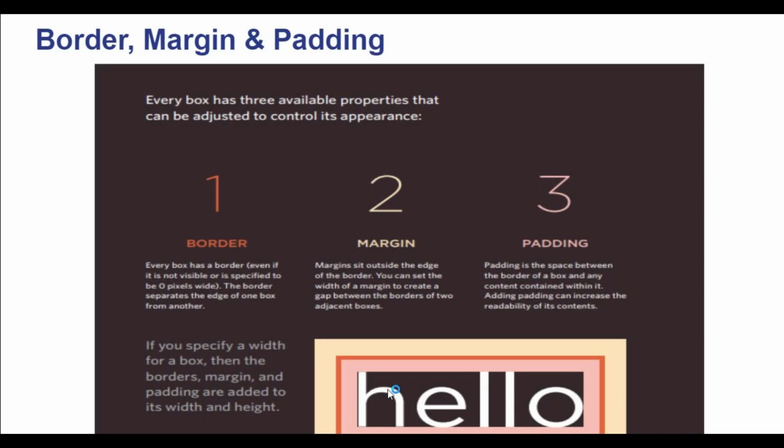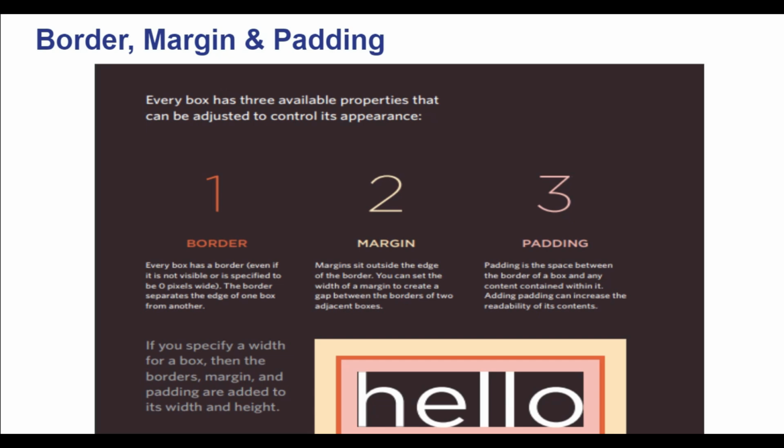So the next part is for us to look into the main part of the box model. When we talk about the box model, there are three main things that come to our mind. We've talked about some, not the really important part, but still very important: the height and width. But these three guys here, the border, margin and padding, are the most important aspects of the box model. The first one is border. I said every box has a border, even if it's not visible. Then we have margin, and we also have padding.